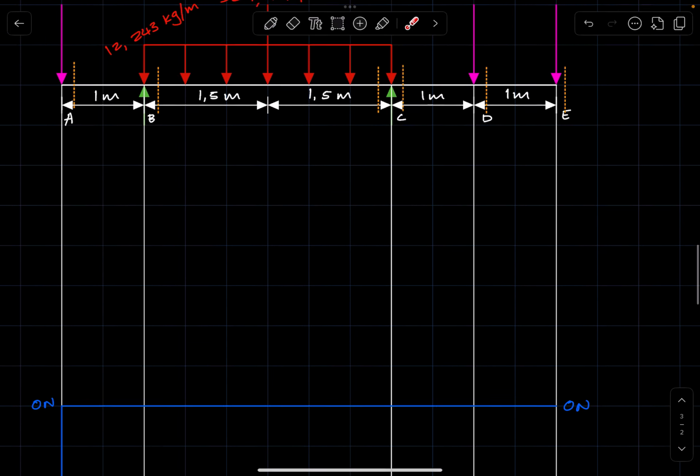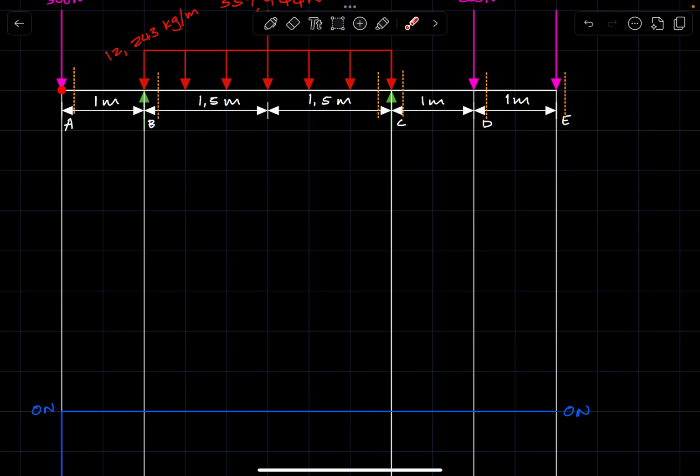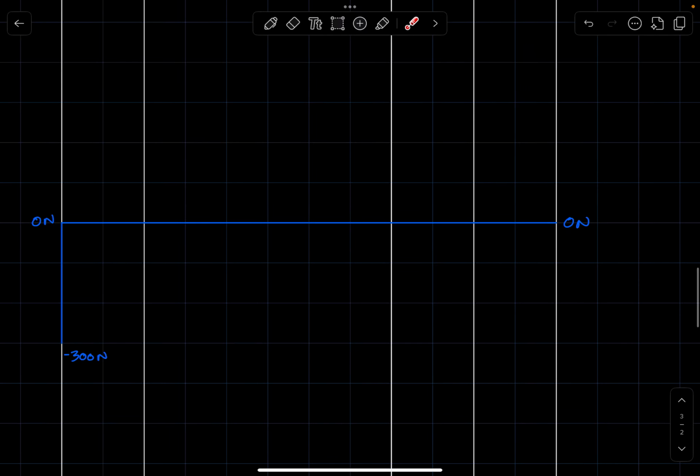which means, seeing that it is headed downward, from 0, this is what we have. So we have the negative 300 newtons. So those are our shear forces at point A. On your calculator, this is what you must have: it's the negative 300.